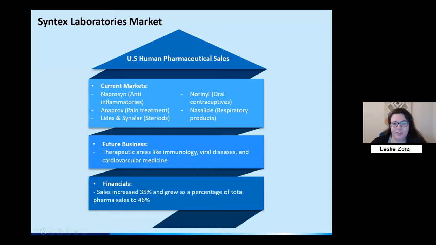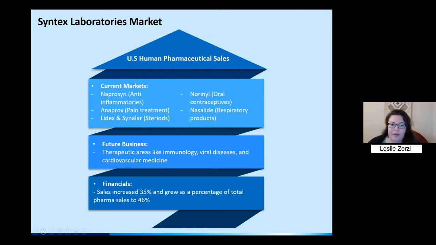So before diving into the resource allocation, we really have to understand what market Syntex actually operates in. They operate in the US human pharmaceutical sales. They have 7 major products, of which naproxen is the largest and most successful. Naproxen is an anti-inflammatory, and that has seen quite a significant amount of steady increasing sales, new prescriptions and total prescriptions. And as you see our increase, you can see our competitors decreasing. So again, that's a pretty big market for us.